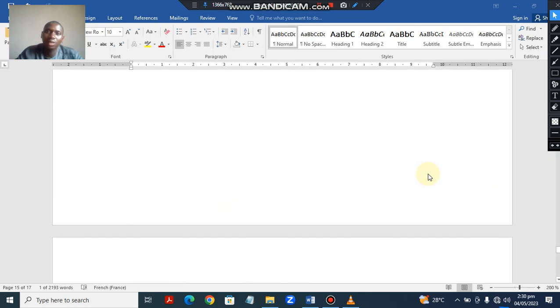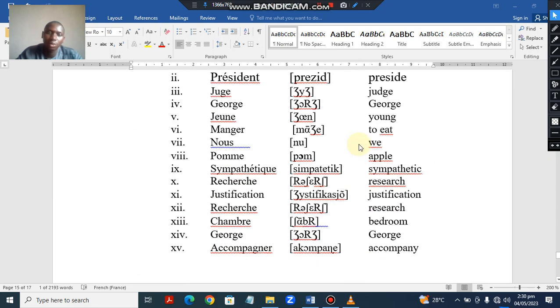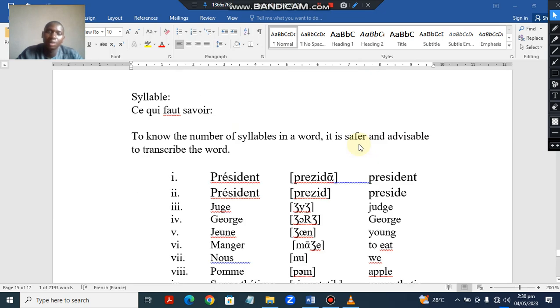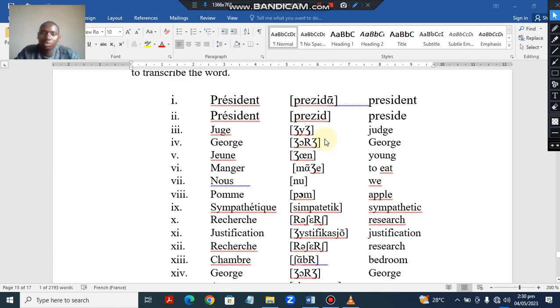Then, having done that, I want to talk about the last thing for this course. We call it syllable. Now, I've talked about all the sounds in the French language. To know the number of syllables in a word, like I said in class, it is better you transcribe the word. So we're going to run through it in the next few minutes, and then I'll call it a day. Now, look at these examples.